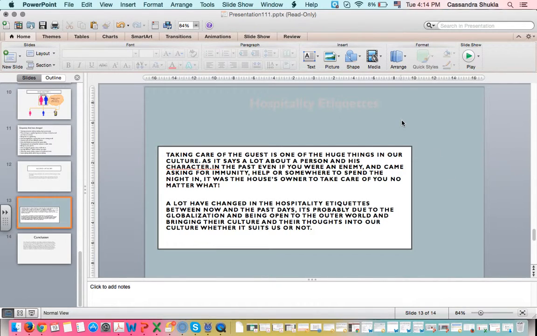Hospitality etiquettes. Okay, format, ladies. Make one format. This is all caps. So that needs to change totally. Can't really see hospitality etiquette.